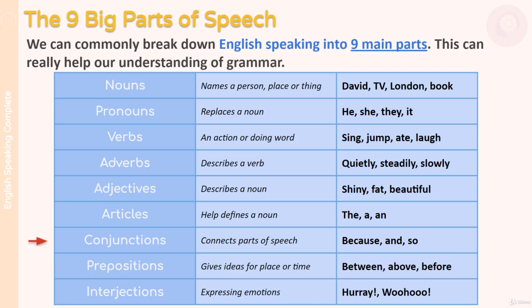Now we have conjunctions, connectives, connecting parts of speech: because, and, so. And we also have prepositions, another really interesting part of English language that non-native speakers make a lot of errors in. So really important that we increase our accuracy and fluency there. So this gives ideas generally for place or time, and it maybe can connect 1 or 2 nouns within our speaking. Between, above, before.